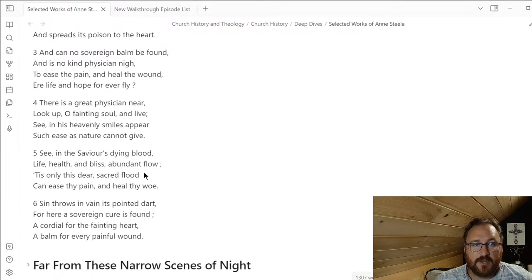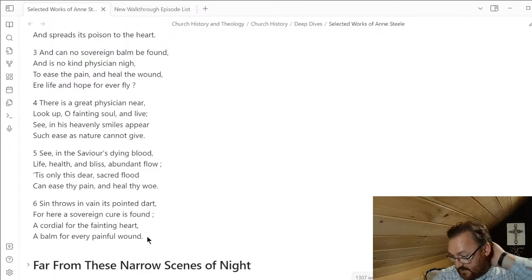Here's her answer. There is a great physician near. Look up, O fainting soul, and live. See in his heavenly smiles appear such ease as nature cannot give. See in the Savior's dying blood life, health, and bliss abundant flow. 'Tis only this dear sacred flood can ease thy pain and heal thy woe. Sin throws in vain its pointed dart, for here a sovereign cure is found, a cordial for the fainting heart, a balm for every painful wound.